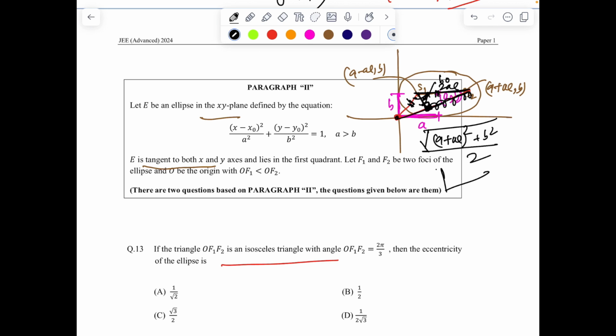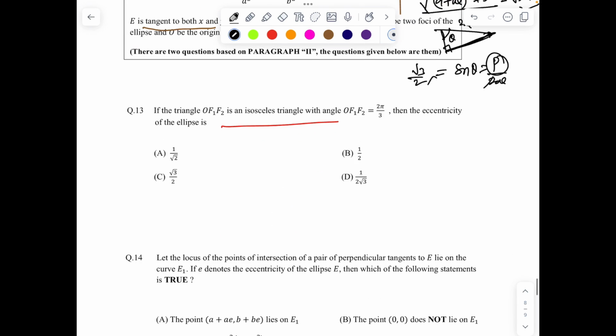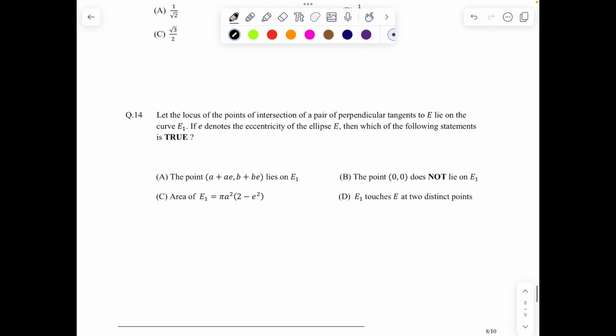So in that small chunk, if this is 2ae and this angle is theta, you can easily find it, right? Because it's 90 degrees. So sin theta is perpendicular by 2ae, and this is root 3 by 2, sin 60. So the perpendicular is root 3 ae. Now you see, clearly in an ellipse we have b square is a square into 1 minus e square, and putting this value straightforward we will get two values of e, one positive, one negative, and that solves the problem.